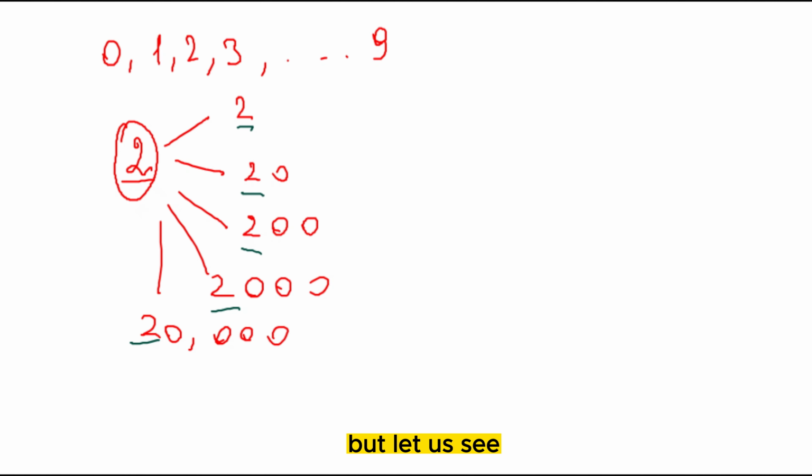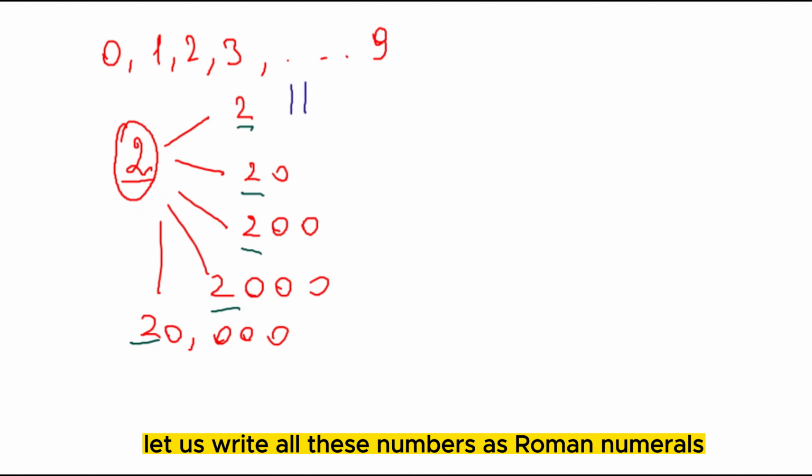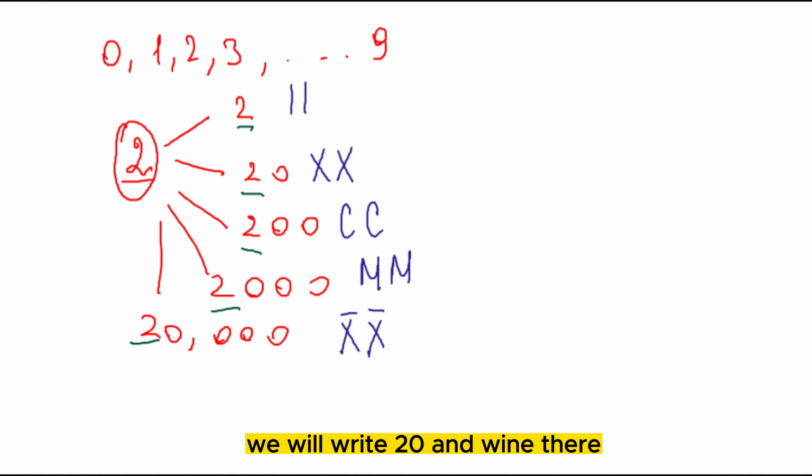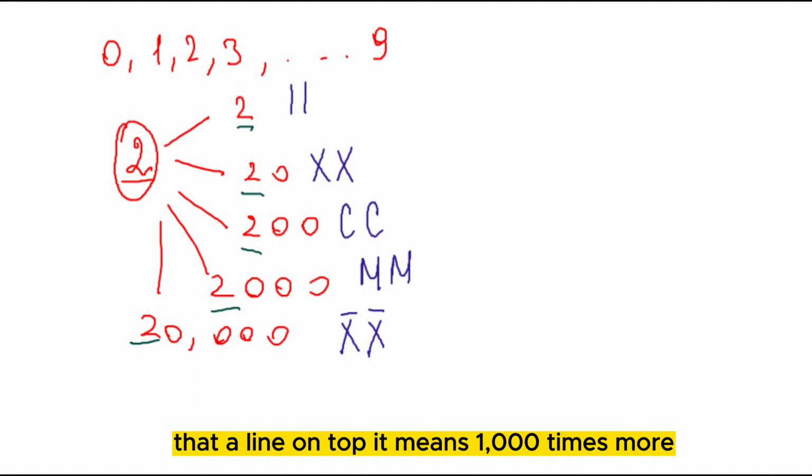But let us write all these numbers as Roman numerals. It is 2, it is 20, it is 200, it is 2,000. How to write 20,000? We will write 20 and a line on top, so it's 10,000 and 10,000, it will be 20,000. As we discussed before, a line on top means 1,000 times more.